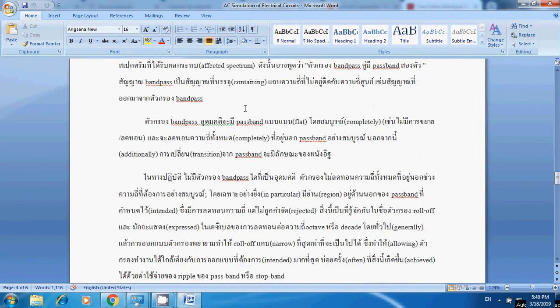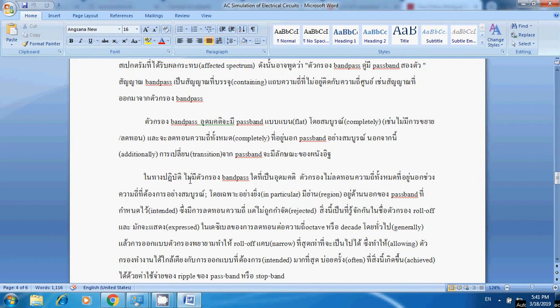For an ideal bandpass filter, we have a completely flat passband. For example, there's no gain or attenuation inside it, but we will completely attenuate all frequencies outside the passband. Additionally, the transition from the passband has a brick wall characteristic. That means you stop the signal from getting in.